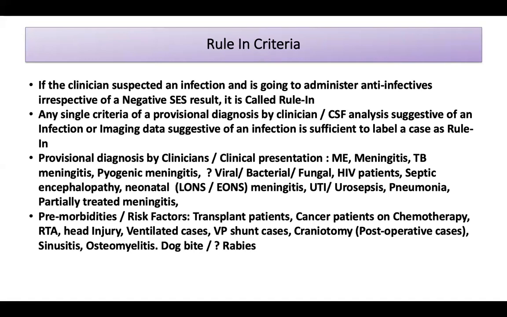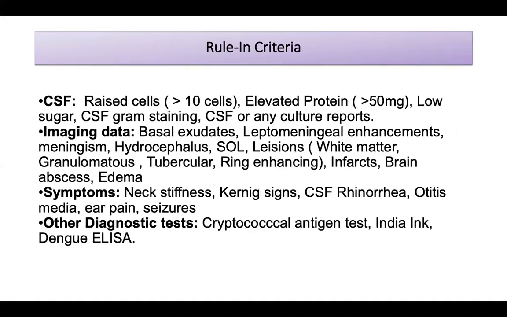And anybody who came with premorbidities and risk factors such as transplant patients, cancer patients on chemotherapy, road traffic accidents, head injury of any other kind, people who are ventilated, people who had shunt operations or a craniotomy, or had an operation for sinusitis, osteomyelitis, dog bites, all of them were taken as rule-in. And here, in addition, we also looked at CSF. CSF had cells, elevated protein, and low sugar. CSF gram staining, any culture report, any positivity means it's rule-in. Imaging data showing anything like basal exudate, leptomeningeal enhancement, meningism, an infarct, brain abscess, or an SOL, a hypodensity, a hyperdensity, whatever, all of them have been taken as rule-in. Similarly, any specific signs such as seizures have been taken as positives.